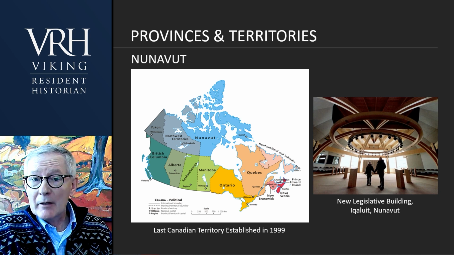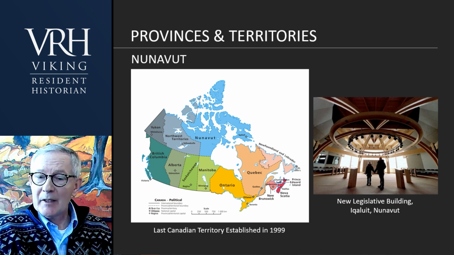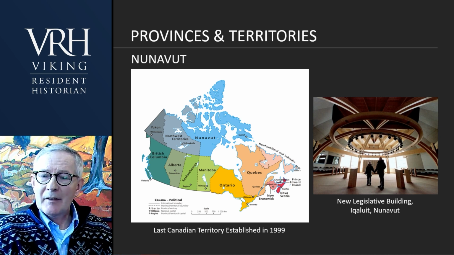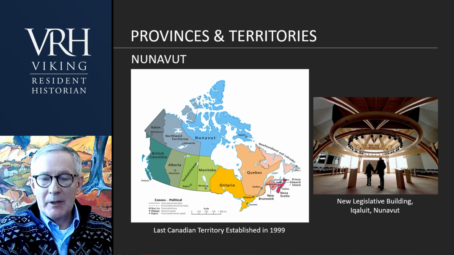You see it in the light blue color here on this map. It was established in 1899, and on the right side you see this new legislative building in Iqaluit, in Nunavut. And this is actually shaped like an igloo. You can probably see that the building architecture is like an igloo, a rounded, vaulted ceiling. So that's the legislative building, Iqaluit.